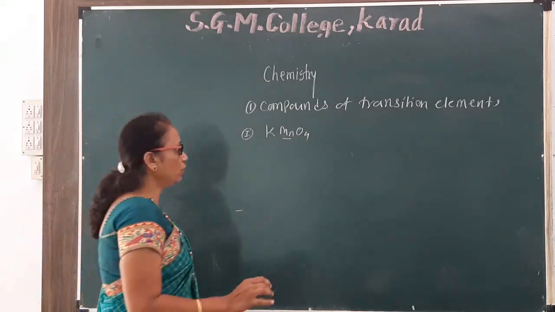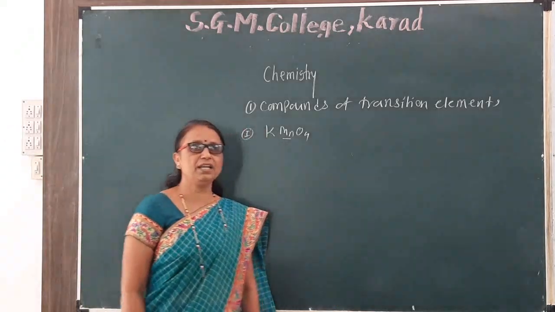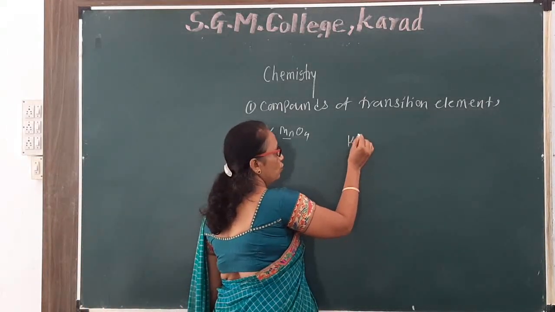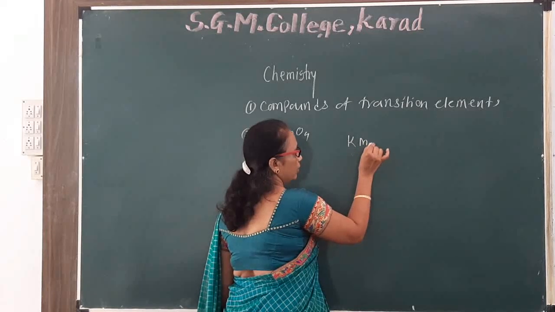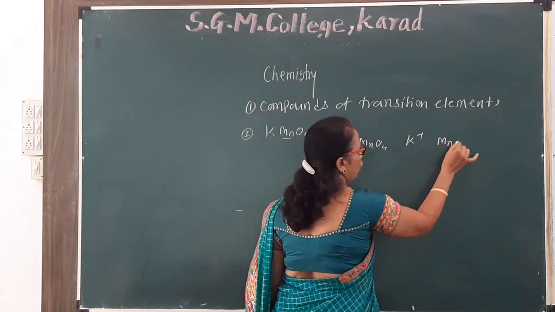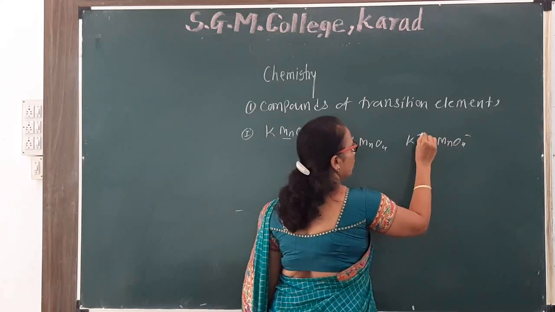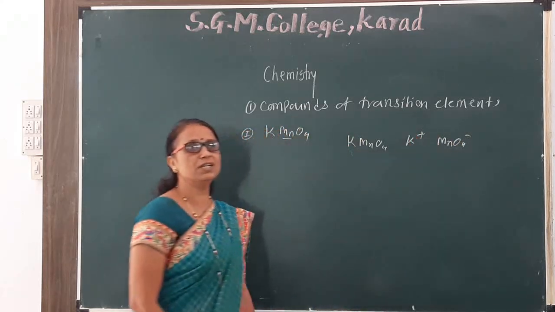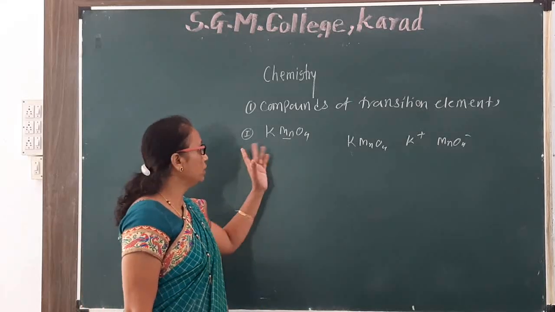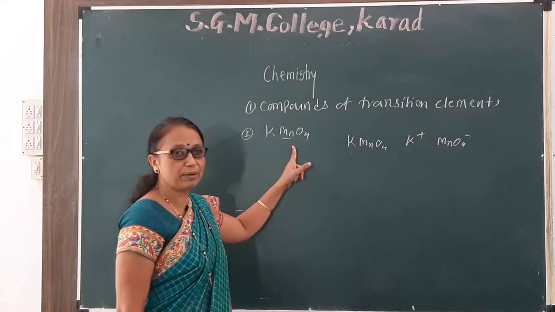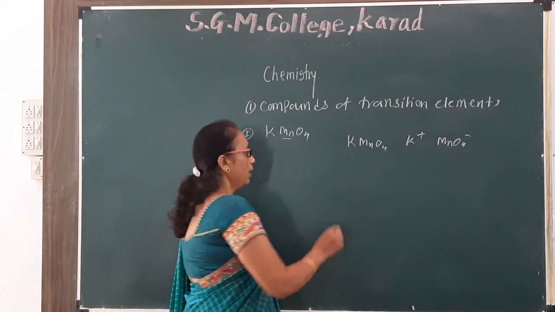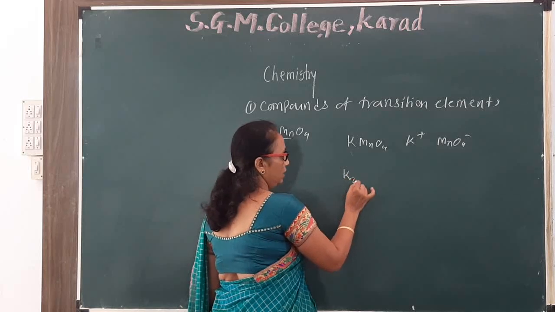First, I want to tell you what is permanganate and what is manganate. KMnO4 dissociates as K plus and MnO4 minus, one positive charge on K plus, one negative charge on MnO4 minus, which is called potassium permanganate. We use it in the laboratory.